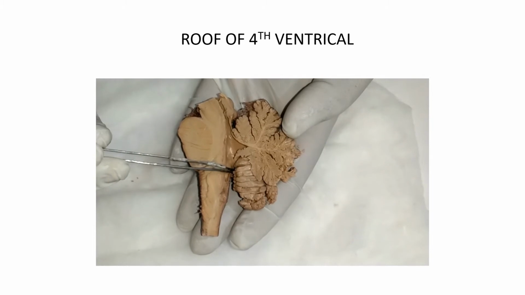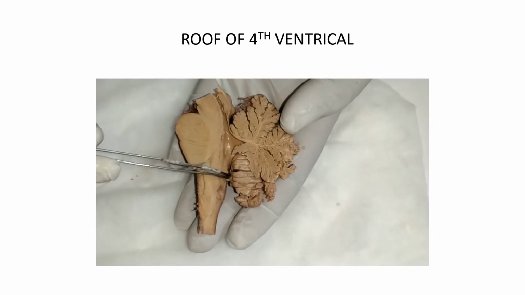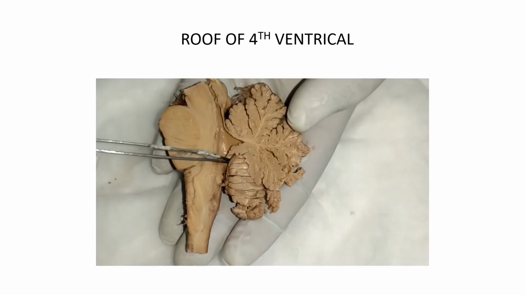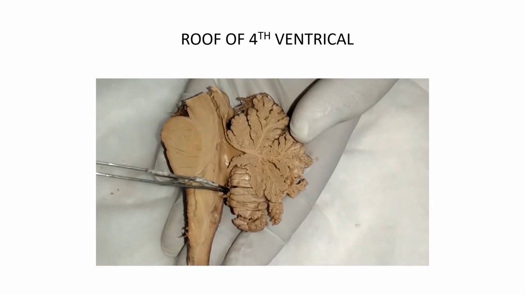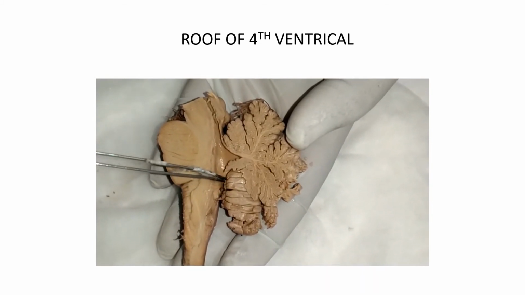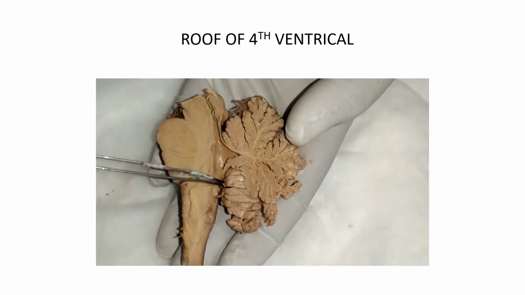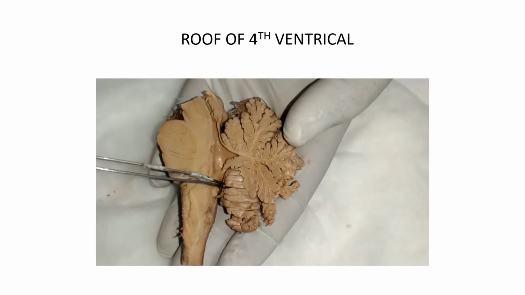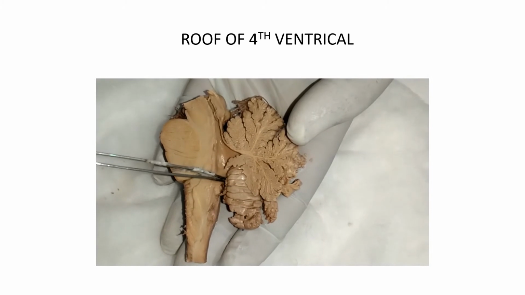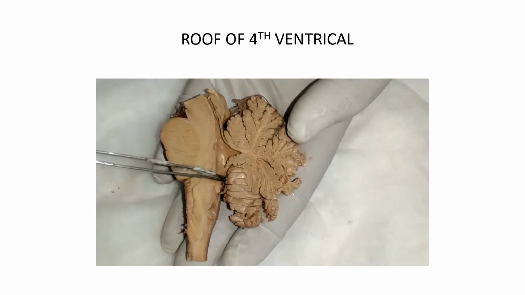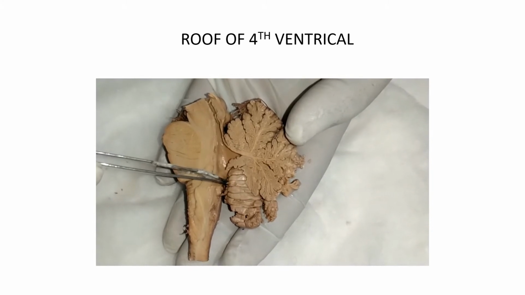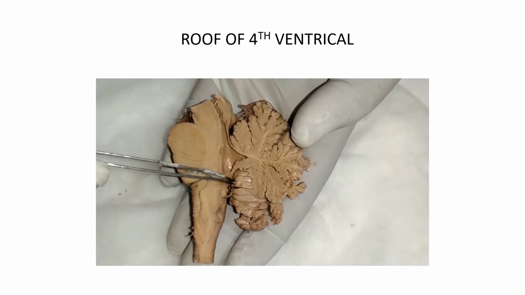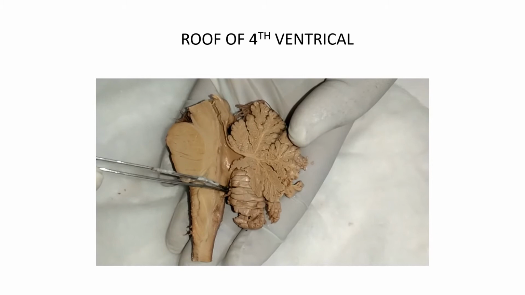Now the lower part of the roof is formed by the inferior medullary velum. Here you can see the inferior medullary velum. It consists of a thin sheet of non-nervous tissue, formed by the ependyma and posteriorly covered by the pia mater.